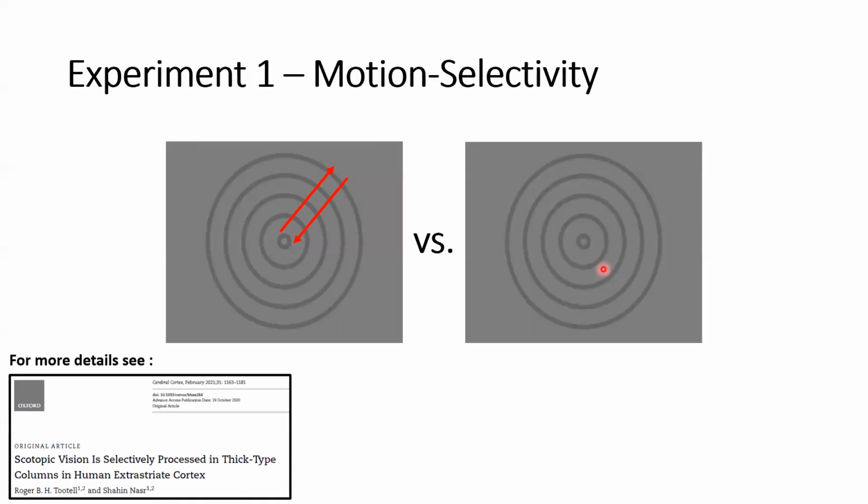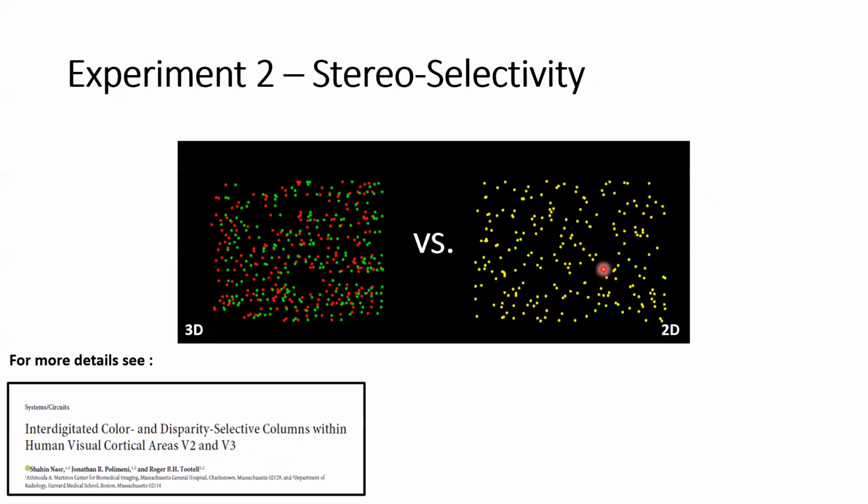During experiment 1, we localized the motion-selective areas in our subjects based on the response evoked by radially moving versus stationary concentric rings. The experiment was a block design. In 50% of blocks, stimuli were moving, and in the other 50%, they were stationary. By contrasting the response to these stimuli, we were able to localize the motion-selective sites.